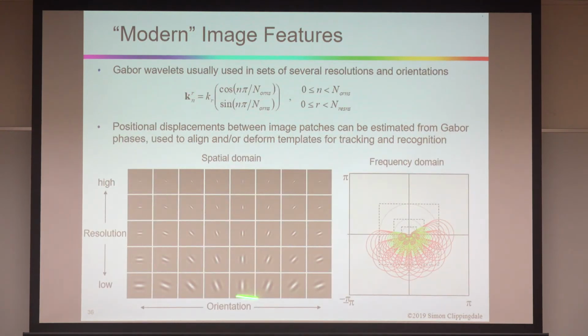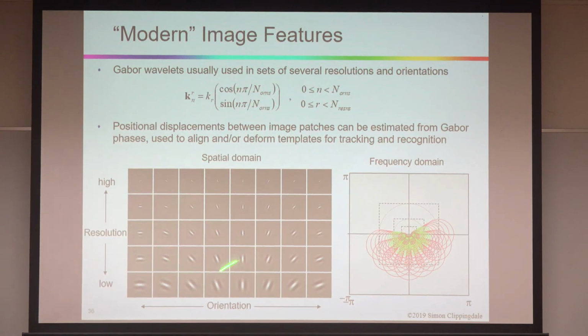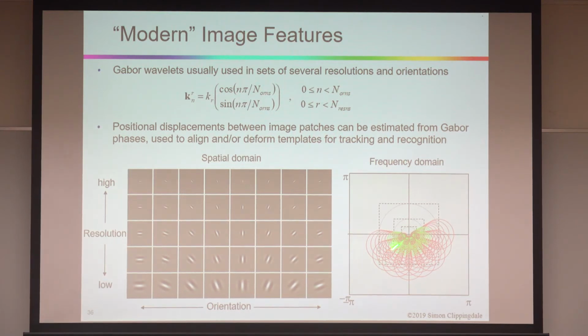Typically, you use a whole set of these, all different sizes, different orientations. And if you look at the Fourier transform of these filters, they give you this kind of partitioning of your spatial frequency space. If you're not familiar with spatial Fourier transforms, don't worry about it.